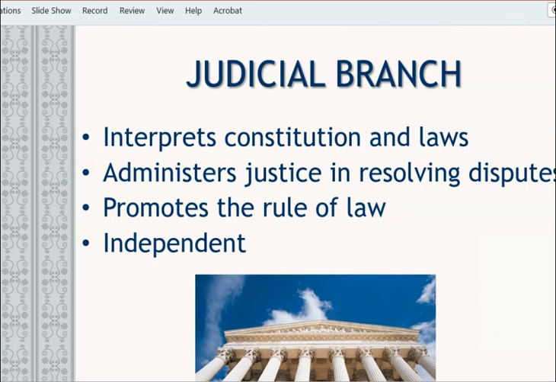So with that, you can see, on top of interpreting the Constitution and laws, they also administer justice in resolving various disputes. It doesn't have to be criminal, it can also be civil, meaning that it's not criminal. And then they're also supposed to promote the rule of law and be independent from the political system.